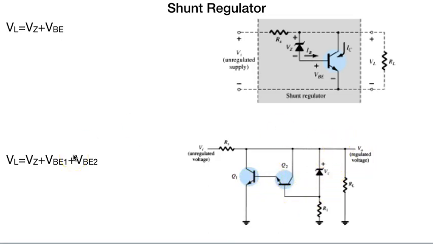There won't be any sampler as such as a voltage divider, but yes, all the voltage across the load resistance will be equal to the summation of the various elements or the components present in the circuit.